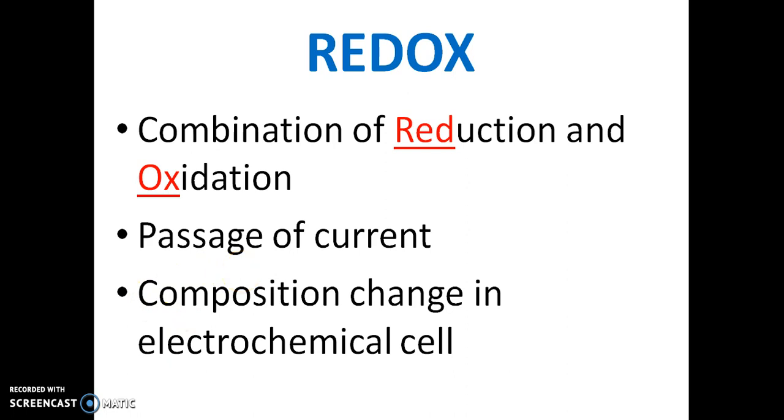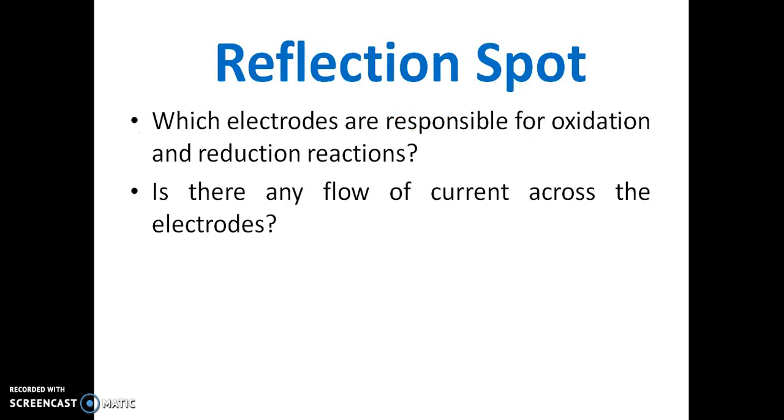In this case, at this juncture, we have a reflection spot. Which electrodes are responsible for the oxidation and reduction reactions? Is there any flow of current across the electrodes? Let me pause this video and then try to answer these two questions.